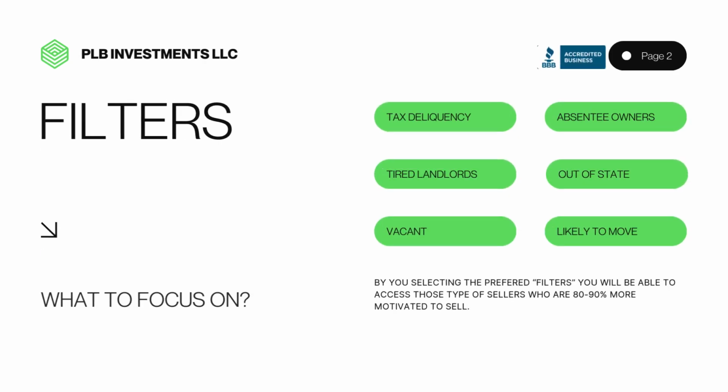Next is filters. By selecting the preferred filters, you'll be able to access those type of sellers who are 80 to 90% more motivated to sell. These filters that you need to focus on are considered as tax delinquency, tired landlords, vacant, absentee owners, out of state, and likely to move.